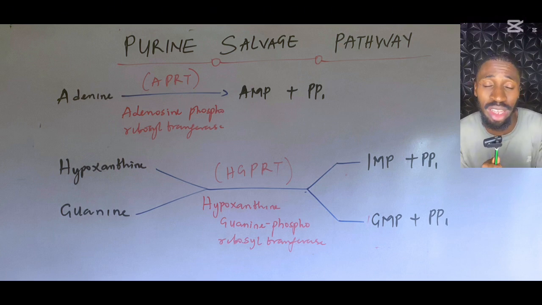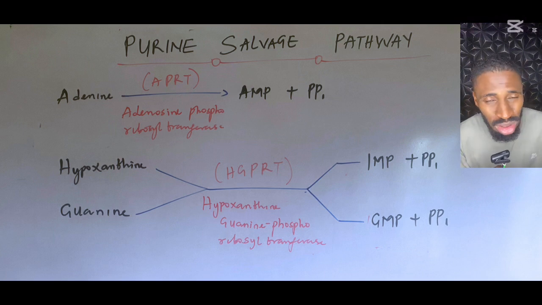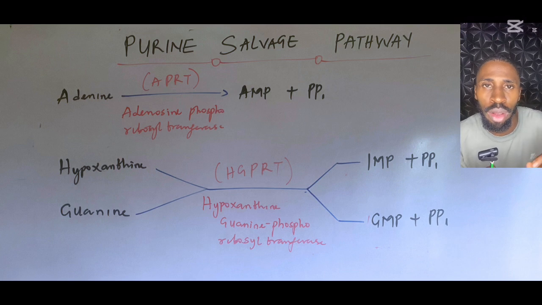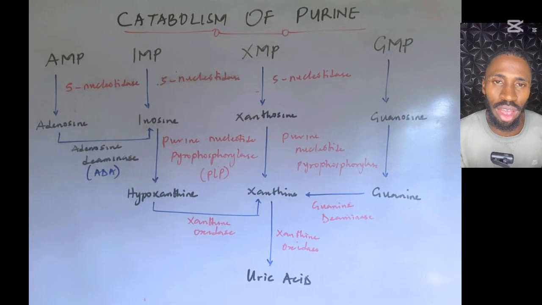So you can still go straight by transferring PRPP to the bases on their own, without them undergoing all those steps you have just mentioned. This is the salvage pathway. The salvage pathway is how we can still form the nucleotides AMP, GMP, and IMP without going through those steps. The next one is the catabolism.